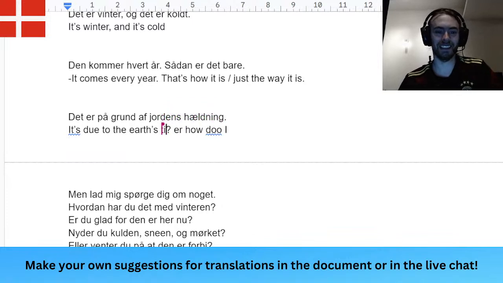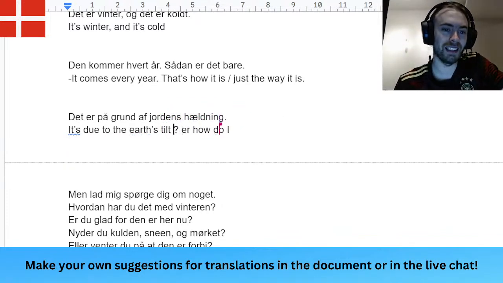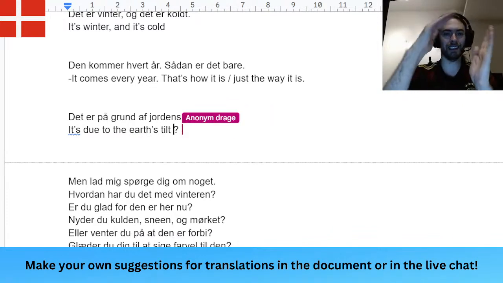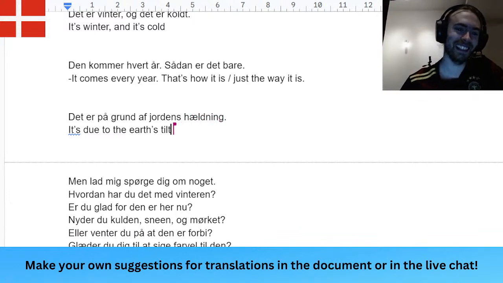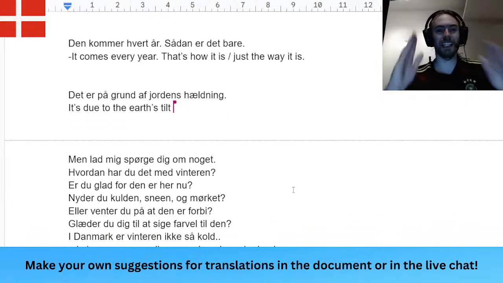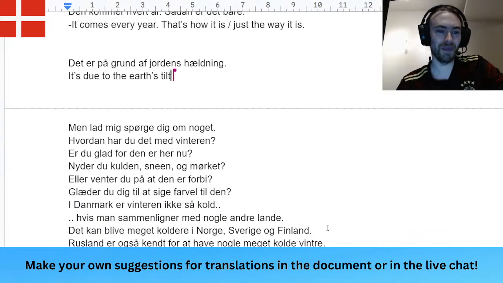It's a tilt. I think actually there's a better word for it now that I think about it. Hældning, tilt. Yeah. Alright, it's like a conversation here. Sådan, the Earth's tilt. Because hældning is sort of like tilting it to one side or the other.